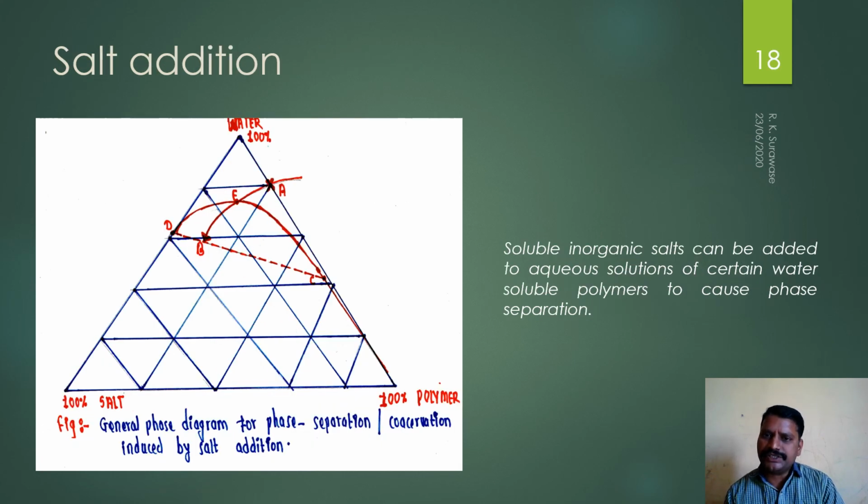Next is salt addition. A soluble inorganic salt can be added to an aqueous solution of a certain water-soluble polymer to cause phase separation. An example is vitamin microencapsulation induced by adding a sodium sulfate solution to a gelatin solution. Oil-soluble vitamin is dissolved in corn oil and emulsified to the desired drop size. Phase separation induced by slowly adding a 20% solution of sodium sulfate will give the phase separation, coacervation.